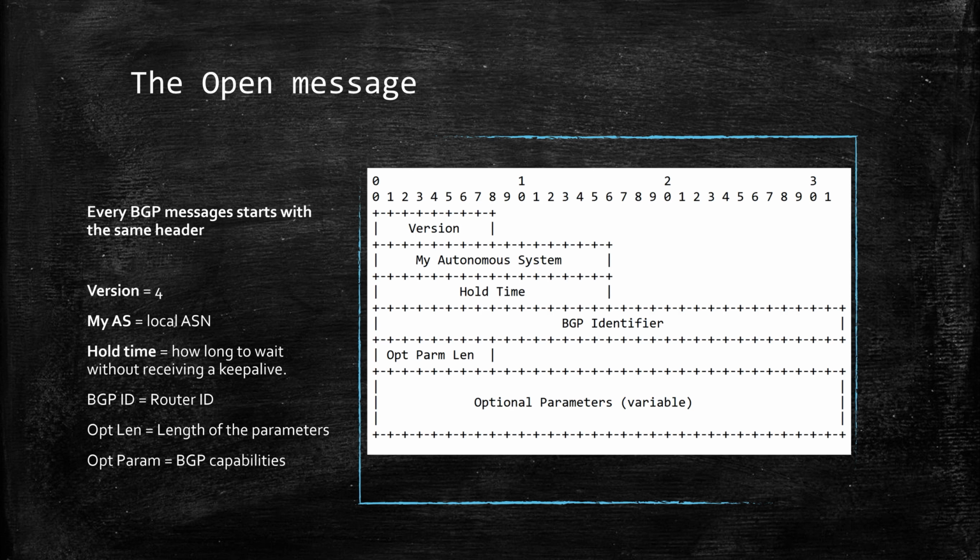Then we have the optional parameters and its length. This field was used in the past for authentication, but that has been deprecated a long time ago. With the current version of BGP, authentication is handled by TCP. The other important function of this field is to communicate the capabilities of the router. There are many types of capabilities. Sometimes a router will expect its remote peer to support a certain capability. If it doesn't, the session will be closed immediately.